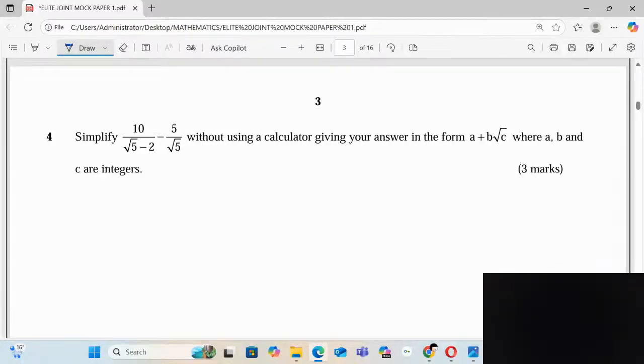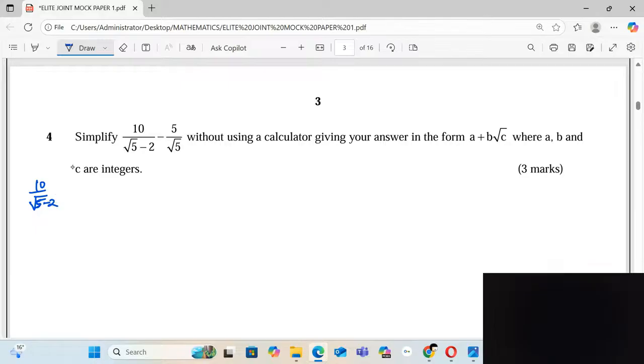Now, this one is testing on SADS. The topic that is a topic in Form 3, mainly rationalizing the denominator of a SAD. So we can take it and start it this way. Let's start with the first part. We can now rationalize this one, 10 over root 5 minus 2.